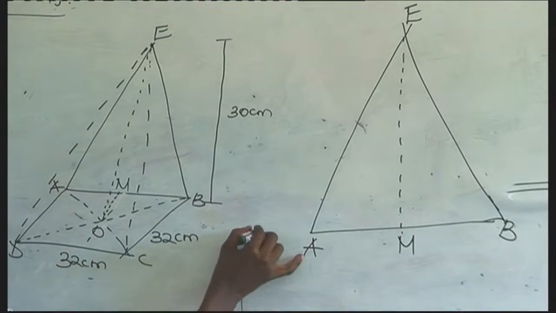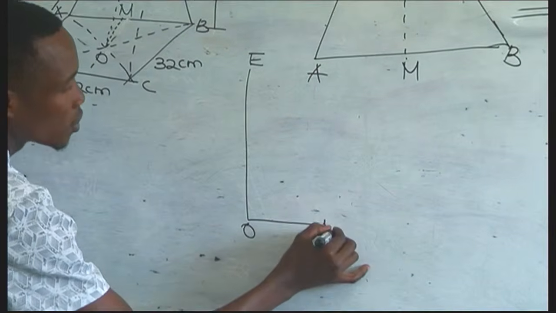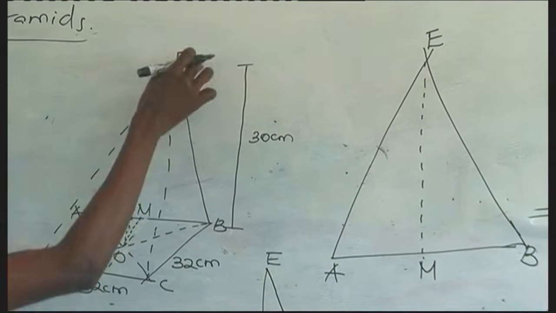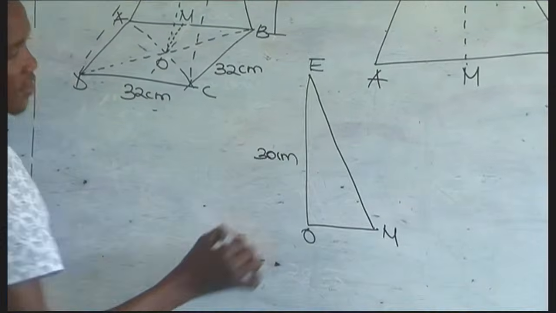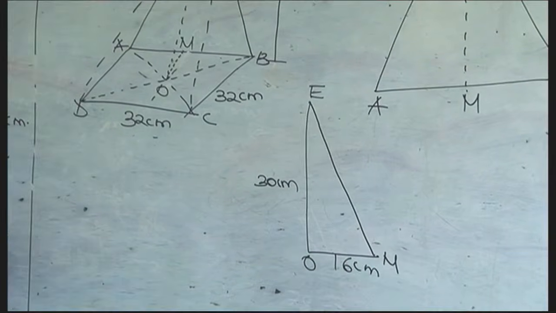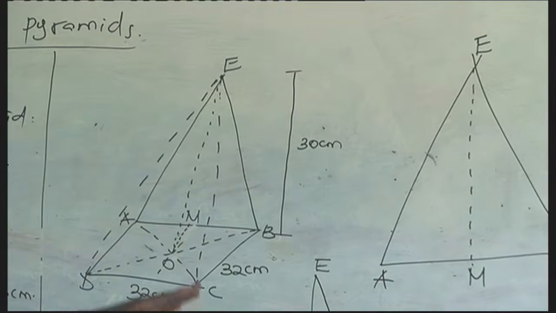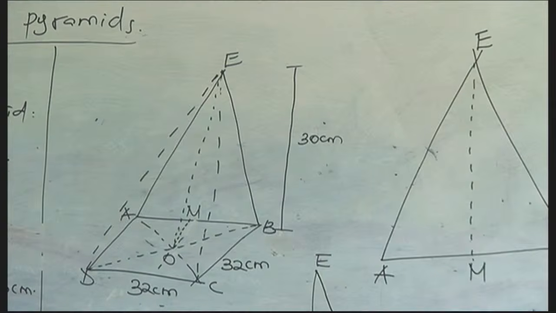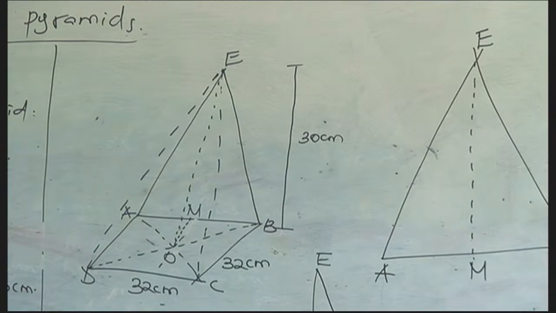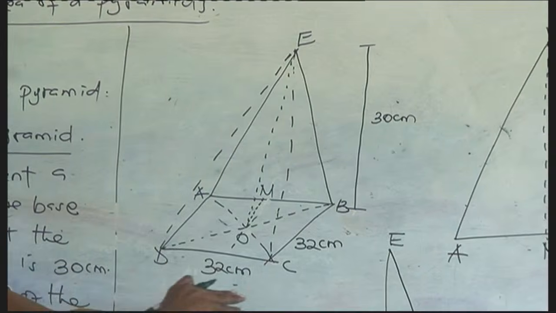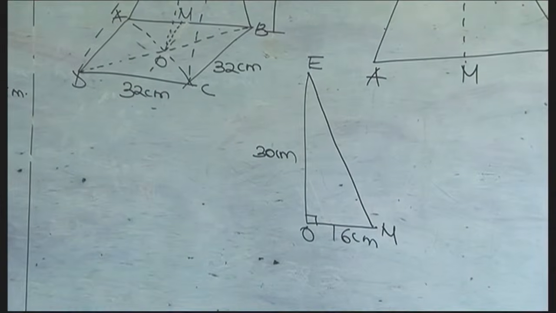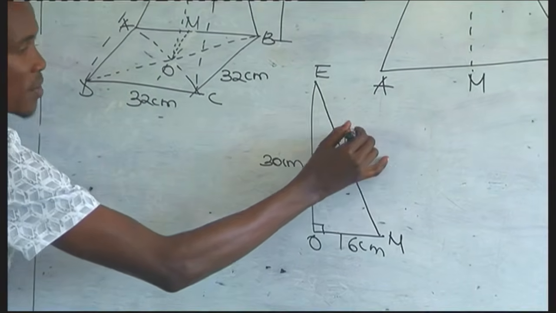So we have E to O, then O to M. And the main one is EM, which is here. That is what we are looking for. But remember, EO is given as 30 centimeters, and OM is a half of this side, which is 16 centimeters. Once you identify where the vertical height will help you, and this half, which is OM, then you are able to get this by Pythagoras theorem, where this perpendicular height meets the base at 90 degrees. We know that because it is a perpendicular height, perpendicular to the base. Therefore, this is the hypotenuse.